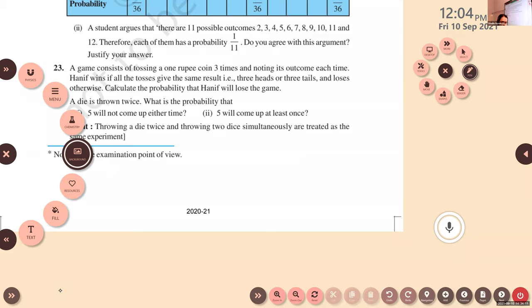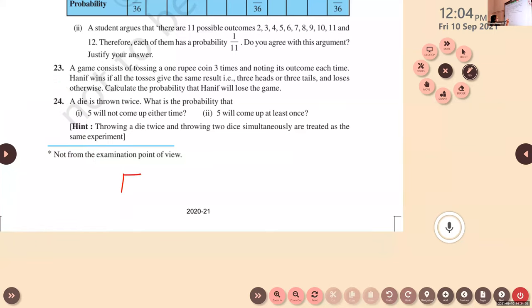Suppose you toss once, again, 3 times we are tossing the coin. What will happen in these 3 times? What are the possible outcomes? All of you write. Akhlam, can you say? We are tossing it 3 times. So 3 results will be there, no? What can they be? If you toss 3 times, what will happen?